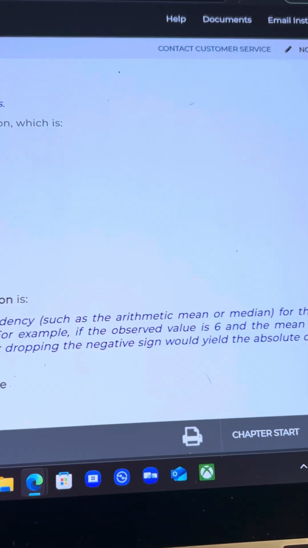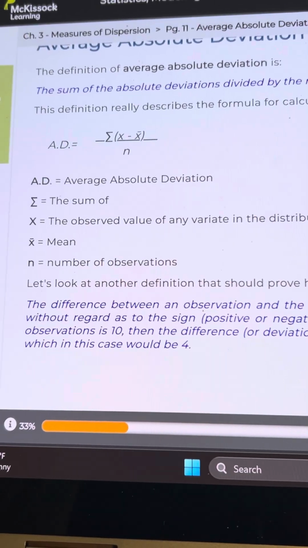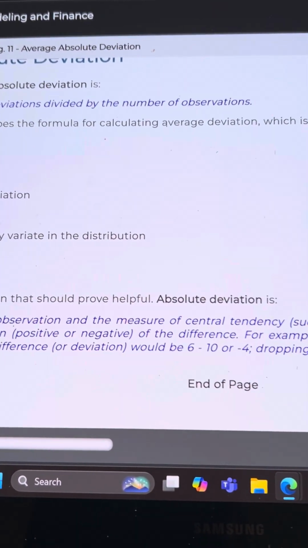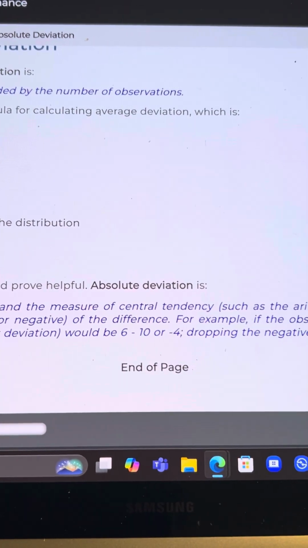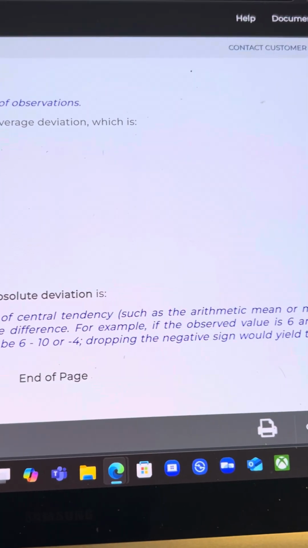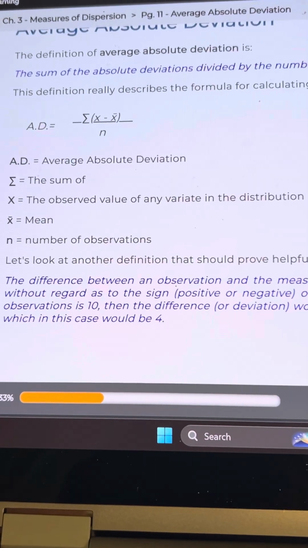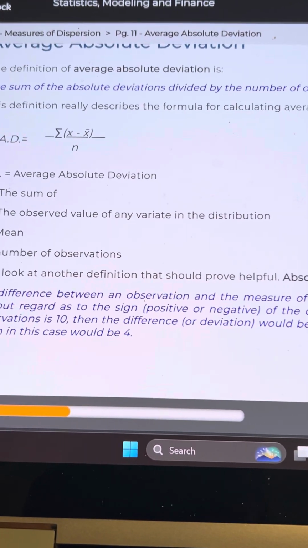For example, if the observed value is 6 and the mean of these observations is 10, then the difference or deviation would be 6 minus 10, or negative 4. Dropping the negative sign would yield the absolute deviation, which in this case would be 4. End of page.